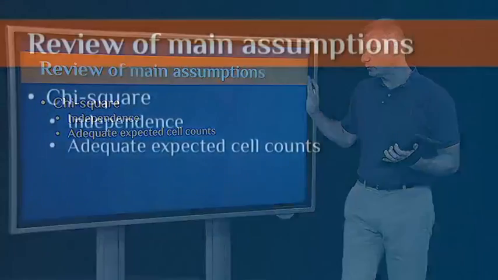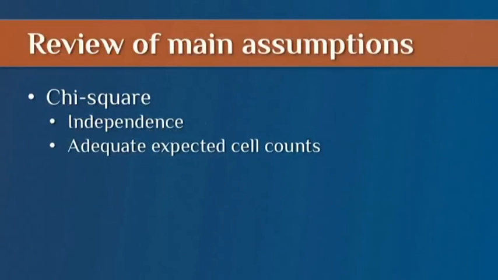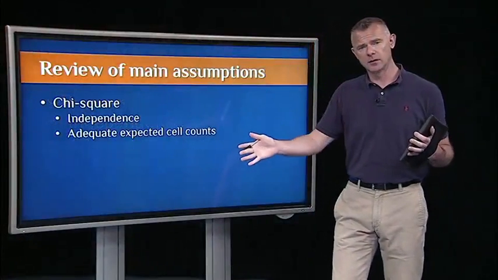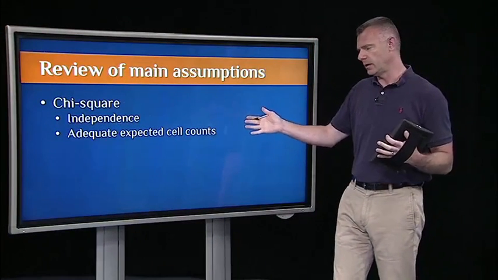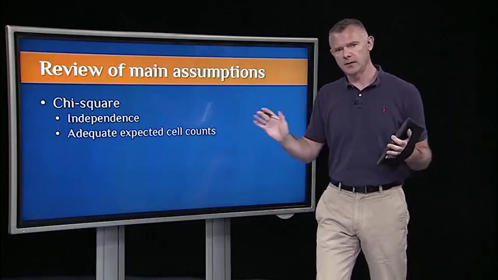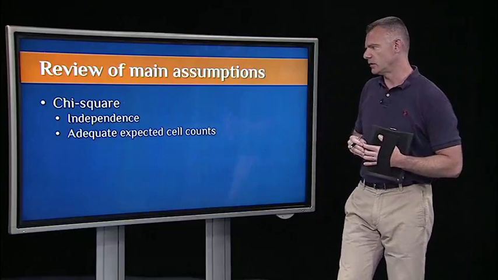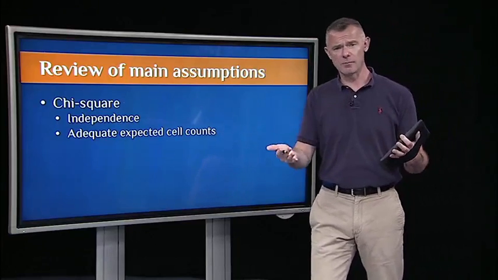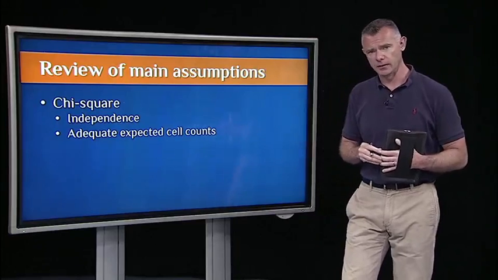Finally, when we got to the chi-square tests, we had just two assumptions: one, independence, and two, that there are adequate expected cell counts across our expected counts in our contingency tables. And those we could just eyeball to see if they satisfied the assumption.